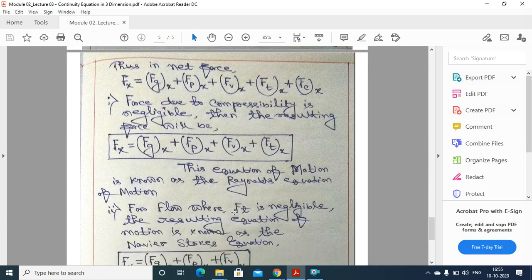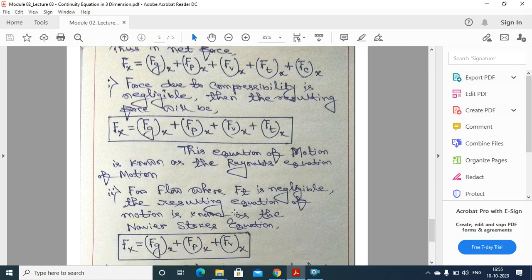Now coming to the next: for the flow where Ft, the force due to turbulence, is negligible, the resulting equation of motion will become Fx is equal to Fgx plus Fpx plus Fbx, and this equation of motion will be known as the Navier-Stokes equation.